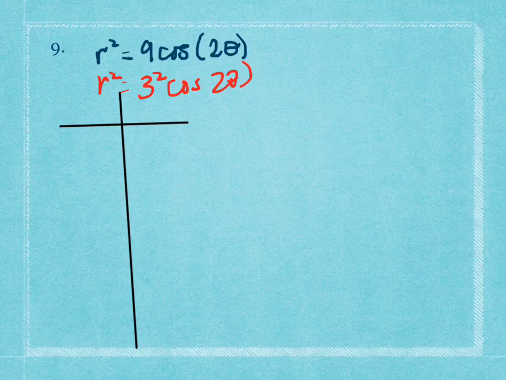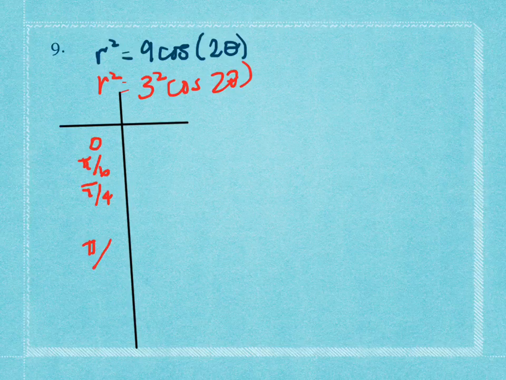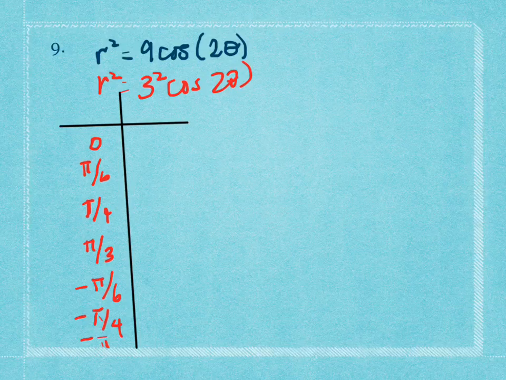All right, so we have our angle measurements. We have 0, pi over 6, pi over 4, and then pi over 3, and then the same ones but negative: negative pi over 6, negative pi over 3, and actually let's do 4 first, negative pi over 4. Okay, so we're going to use this inside of this cosine equation now.